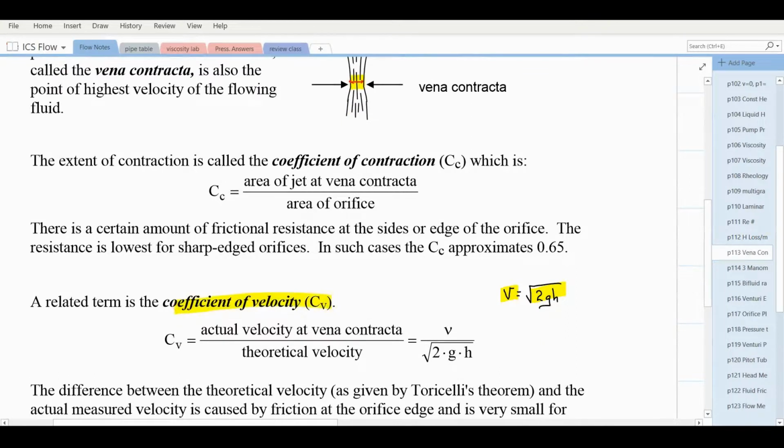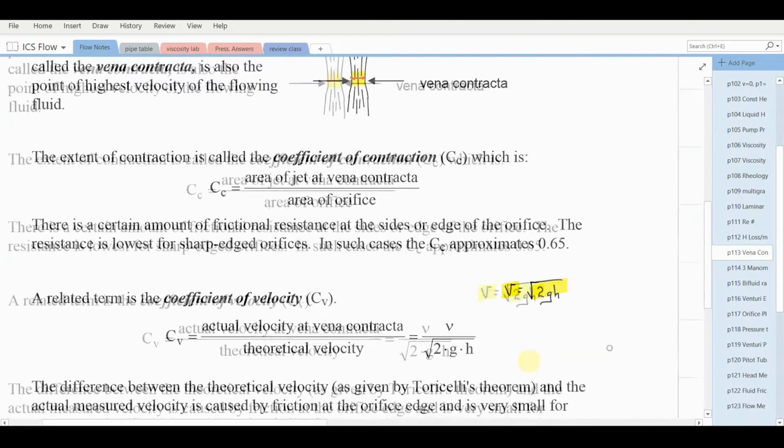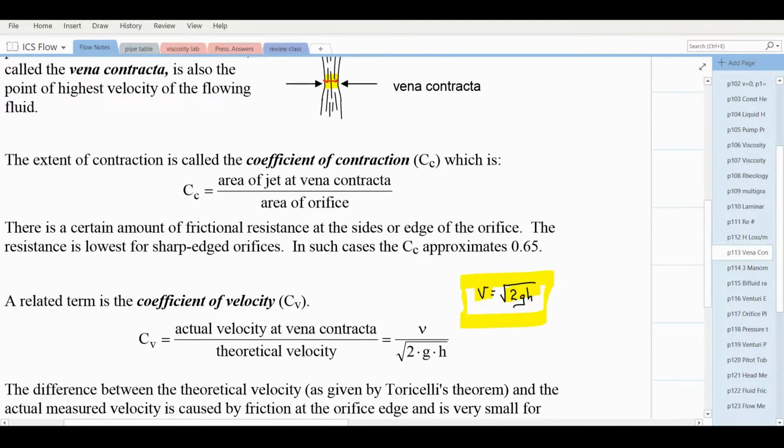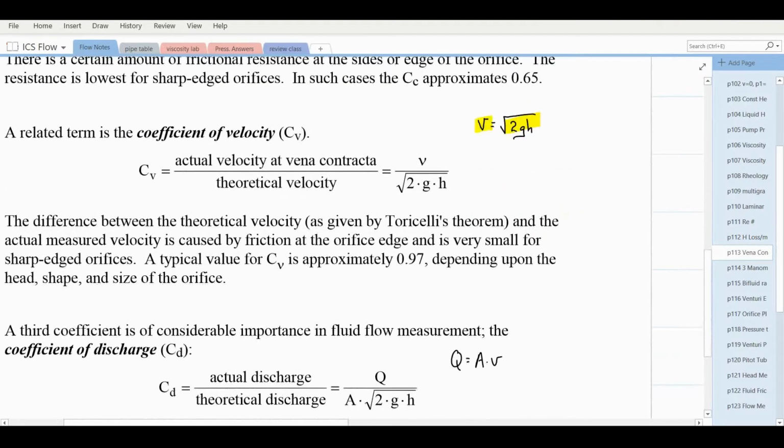The coefficient of velocity, Cv, is the actual velocity that one would measure at the Vena Contracta divided by the theoretical velocity as calculated by Torricelli's theorem. And here's Torricelli's theorem. If you recall, V equals root 2gh. As always, the actual velocity is less than theoretical because of energy lost due to friction.